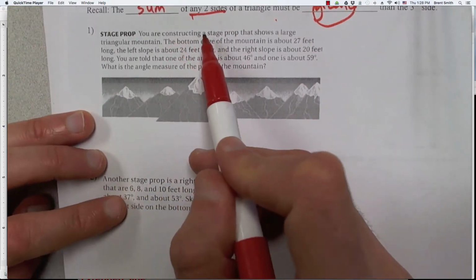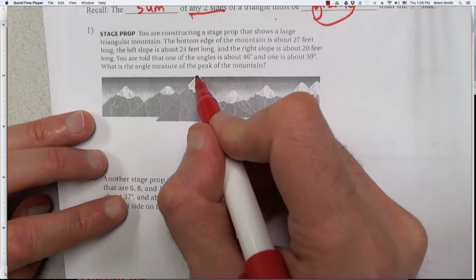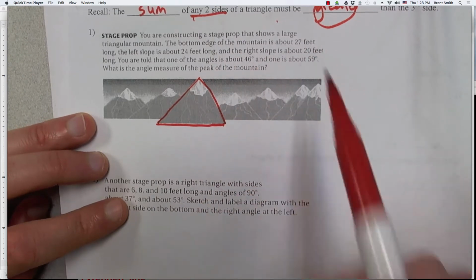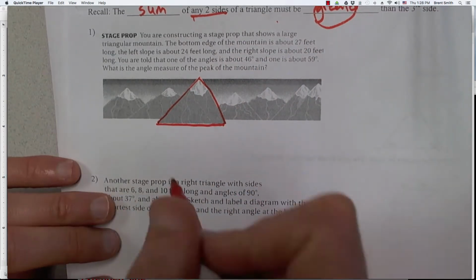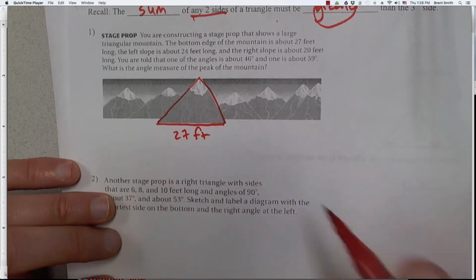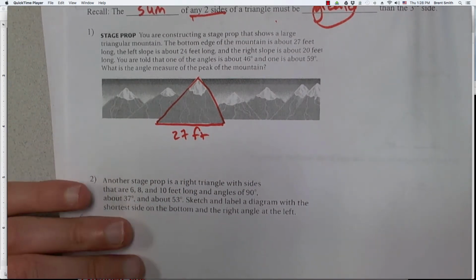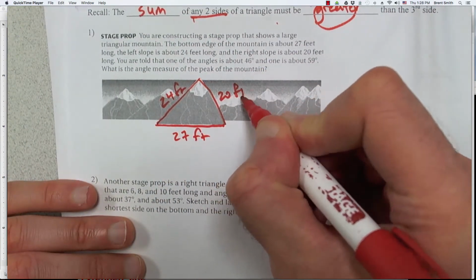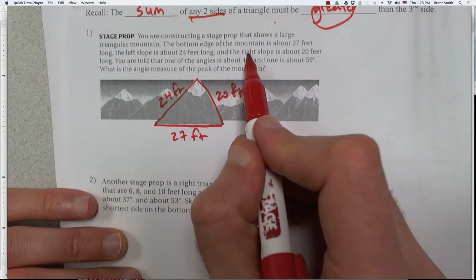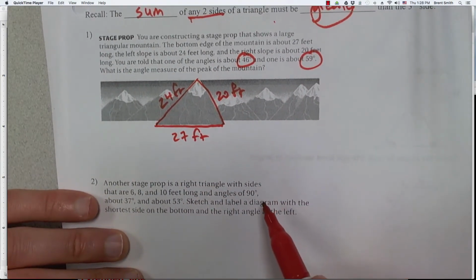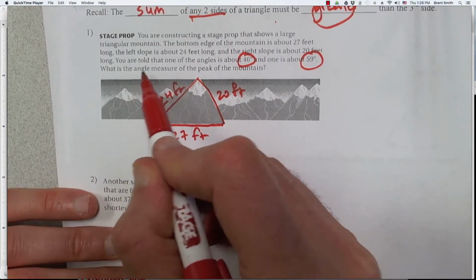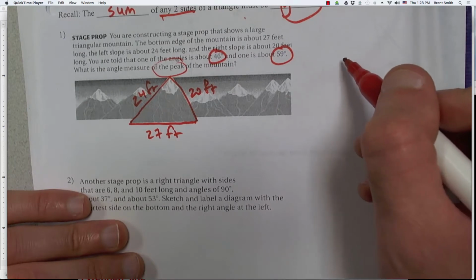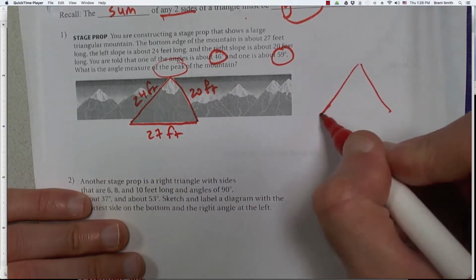You're constructing a stage prop with a mountain right here, so this is just a triangle. The bottom edge of the mountain is about 27 feet long. So let's go ahead and label the bottom edge 27 feet. The left slope is about 24 feet long. The right is about 20 feet long. You were told that one of the angles is about 46, the other is about 59. What is the angle measure at the peak of the mountain? If you're having trouble seeing this, you can also redraw the triangle out here, that's fine.